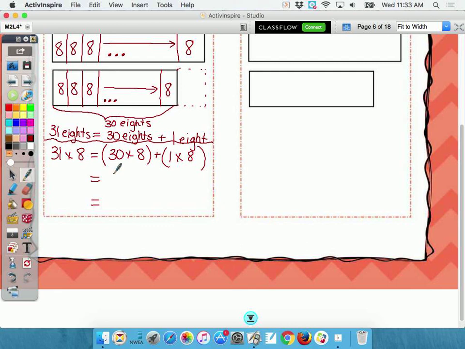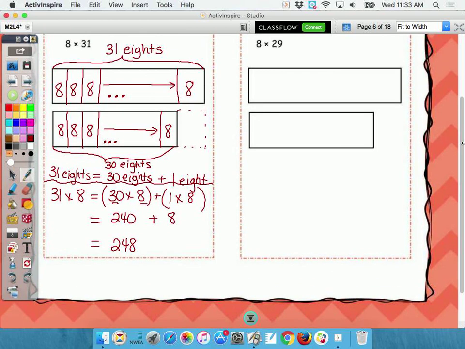So 30 times 8, what is it? 3 times 8 is 24. Add how many zeros? 1, and then you add the 8, which is 240. So 240 plus 8 is 248. Clever, huh? So in my mind, here's what I would have done. I would have gone, oh, and change that to 30. 8 times 30 is 240. Then I just have to add one more group of 8, so it's 248. See where I'm going with this?